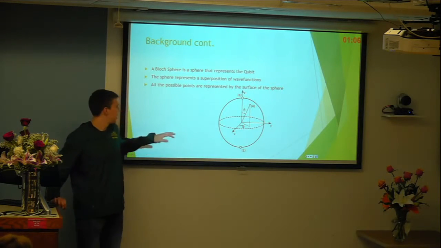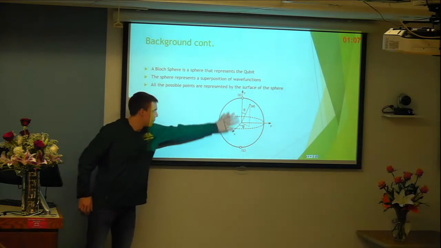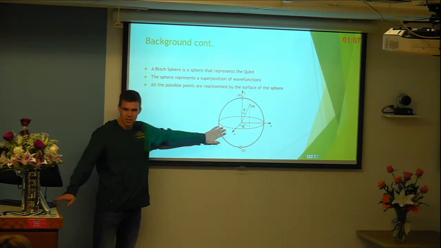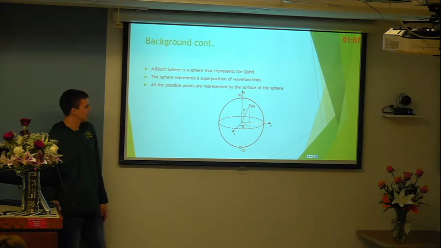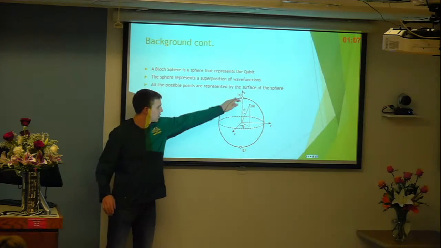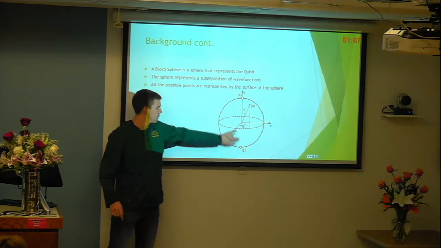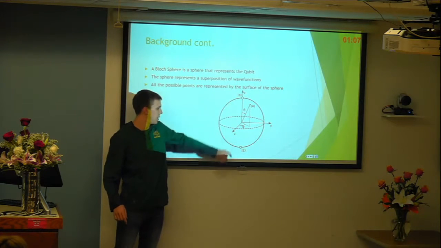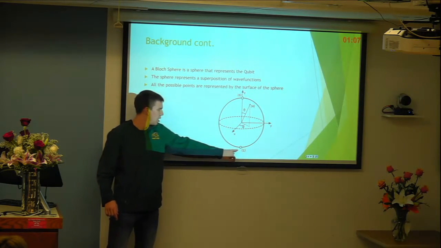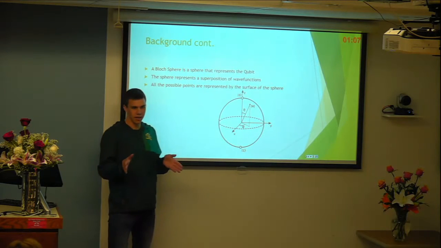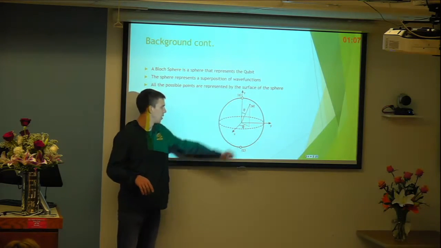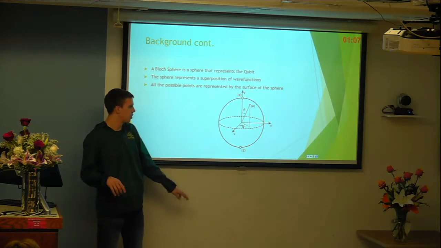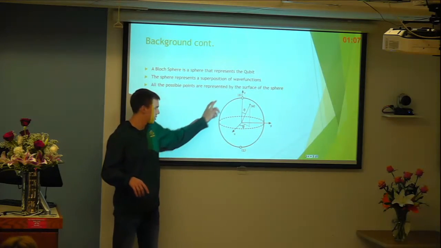So I mentioned a Bloch sphere, and this is a Bloch, is it Bloch? Bloch sphere. The two functions right here are 0 and 1. So this represents a 0 in regular bit information, and this represents 1. If you only had a bit, you'd only be able to be at this point or this point. But with a qubit, you can be at any point on the surface of the sphere.